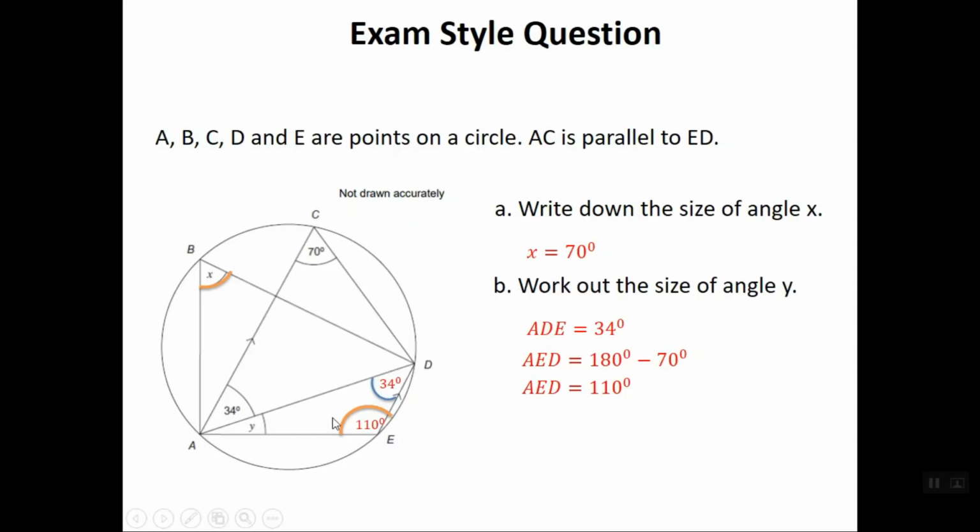Again, I'm trying to find a missing angle in a triangle. The sum of the interior angles in a triangle add to 180, so it's easy for me to find that y now. So I need to add 110 degrees plus 34 degrees, and then take that away from 180 degrees, or I could just simply do 180, take away 110, take away 34, and now my y is equal to 36 degrees. And that's it, guys.